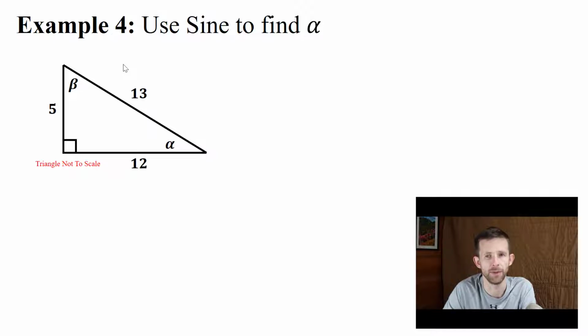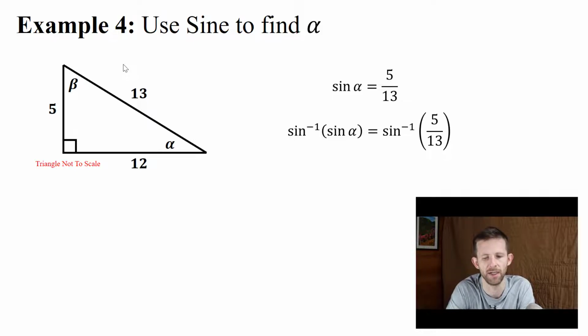I want to be able to use the sine function to calculate a certain angle. So now I want to find the measure of angle alpha, and I want to use sine to find it. The first thing I'm going to do is set up my ratio. Sine of alpha is 5/13. It's opposite over hypotenuse. Now, I want to get rid of my sine function, and the way I'm going to do that is with an inverse sine function. So I'm going to take the inverse sine of both sides. Inverse sine of sine is just going to be alpha. And the inverse sine of 5/13, I'm going to go to Desmos and calculate that.